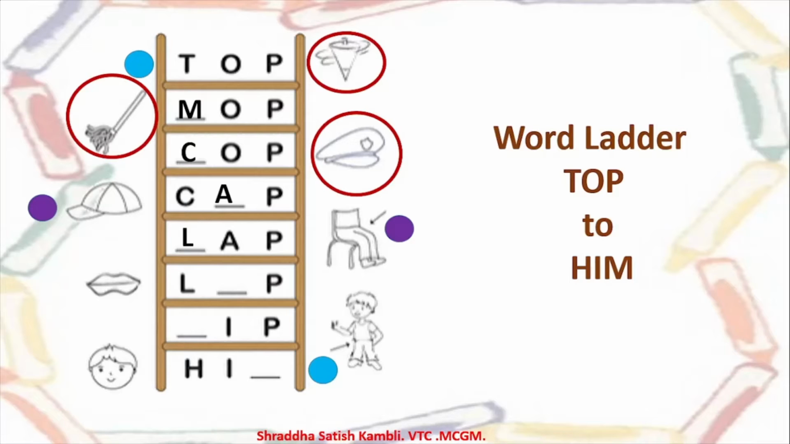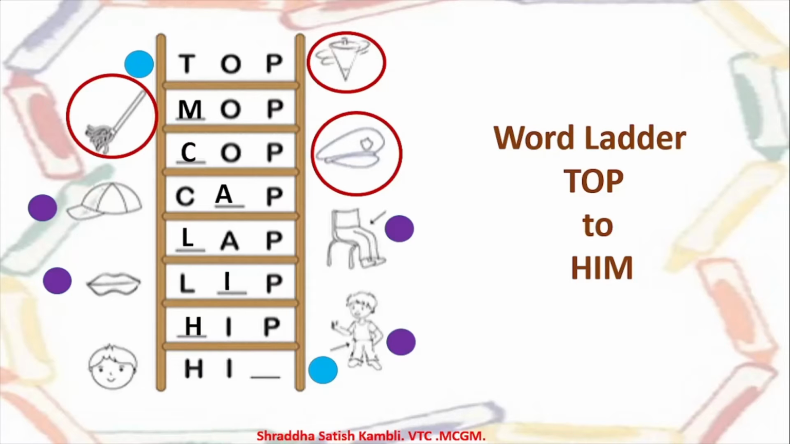L-A-P, lap. Very close to the word lap, you have the next clue. What is this? These are someone's lips. So this is lip, L-I-P, lip. Okay, look at the next clue. Here you have the portion of your body where you wear your belt. What is it called? It is called the hip, H-I-P, hip.